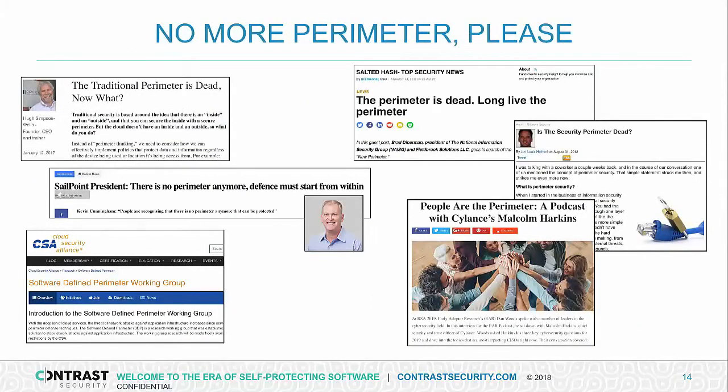And with the perimeter, we find almost everyone is unified in the notion that the traditional perimeter is dead. There's no perimeter anymore. Is the security perimeter dead? And people are the perimeter, which I guess if the perimeter is dead, that's a unique perspective.